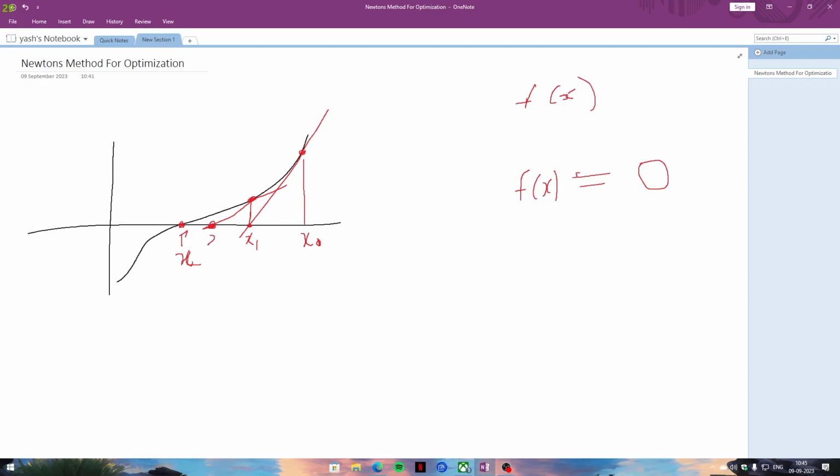It intersects somewhere over here. Let's call this point x2. Now x2 is much closer than the x1 we were on before. So we drop a tangent again and see where it intersects. A new point here, drop a tangent again. We get closer and closer to the point we were planning to reach.